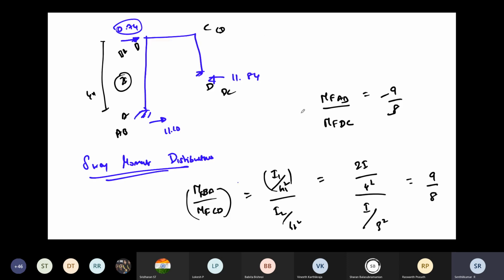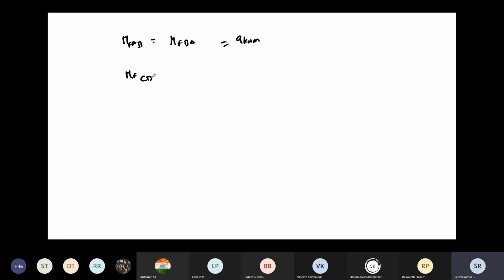And MFCD and MFDC, that is 8 kN. So now solve, MFAB by MFCD, that is 9 by 8.